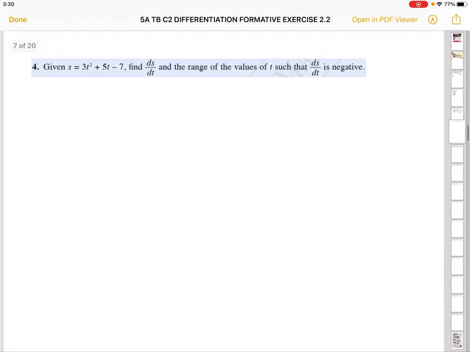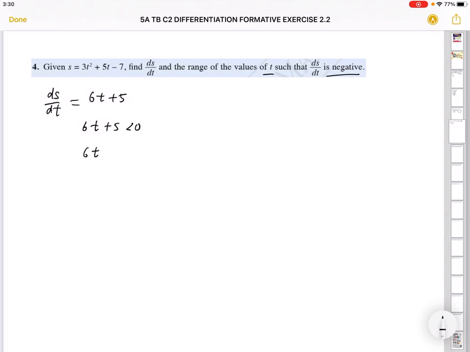Question number 4. Here you're given s is 3t^2 + 5t - 7. Find ds/dt. When you differentiate, 3t^2 gives you 6t, differentiate 5t, you get 5, differentiate 7, you get 0. And find a range of values of t such that ds/dt is negative. So if ds/dt is less than 0, 6t is less than negative 5, t is less than negative 5/6. Alright?